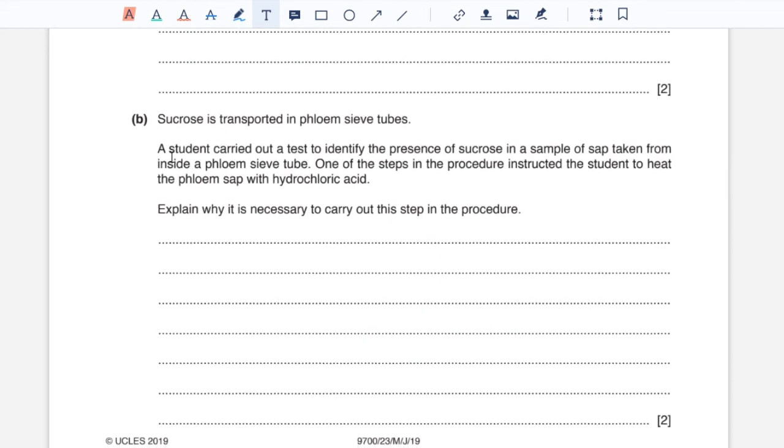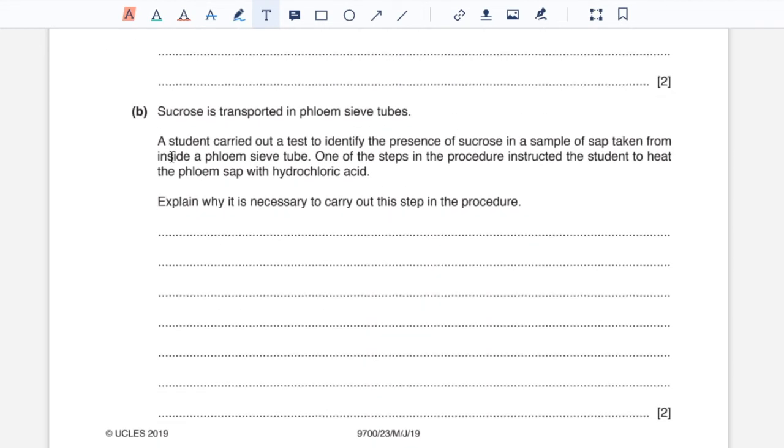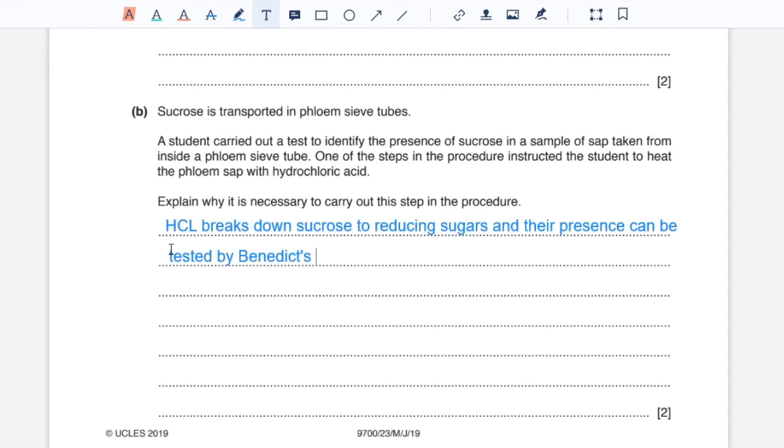B. Sucrose is transported in phloem sieve tubes. A student carried out a test to identify the presence of sucrose in a sample of sap taken from inside a phloem sieve tube. One of the steps in the procedure instructed the student to heat the phloem sap with hydrochloric acid. Explain why this step is necessary. Hydrochloric acid can break down sucrose to reducing sugars, and then their presence can be tested by Benedict's solution, whereas we don't have a test for sucrose on its own.